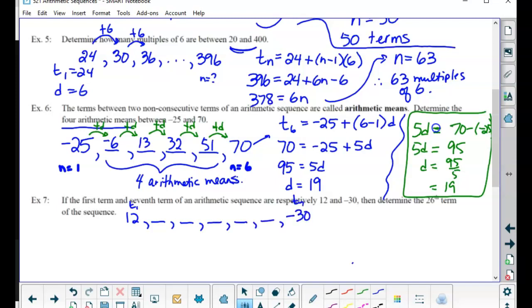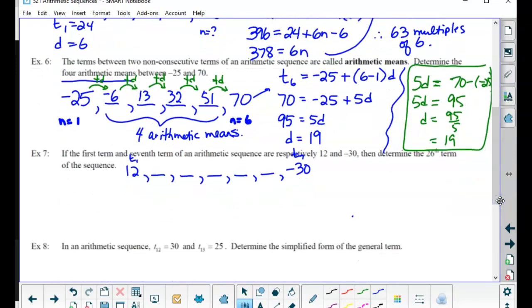It says determine the 26th term. Well, it's kind of like the last one. We need to know what that common difference is, because we have the first term, but we don't know the common difference. So I'm going to do the same as previous. In this case, T7 is 12 plus 7 minus 1 times the common difference, and I know that value is negative 30.